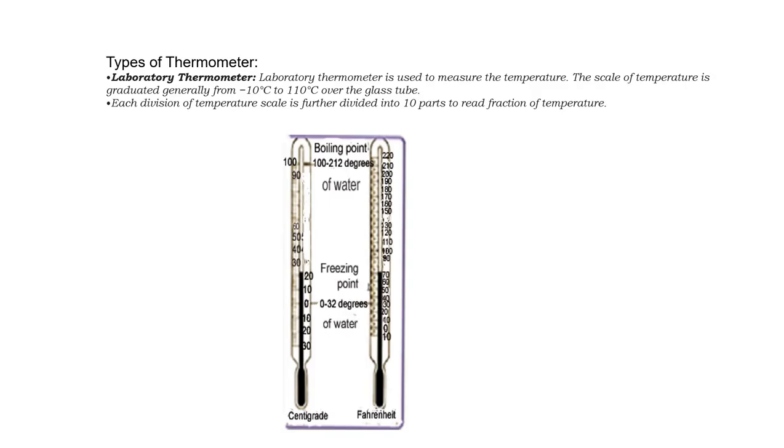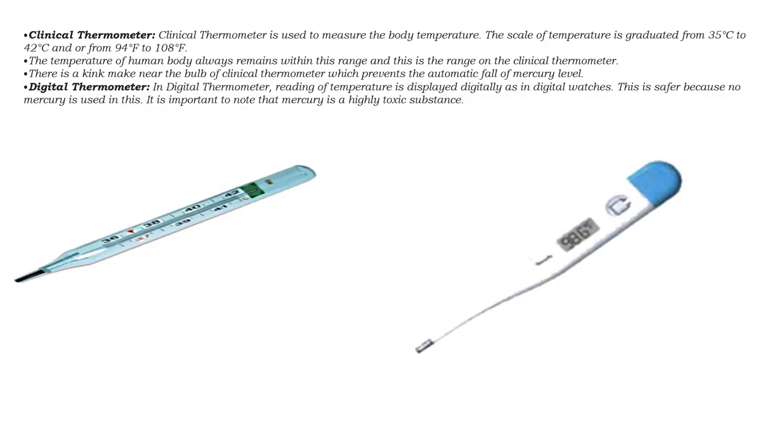And this is mercury. And we have different types of thermometers. The laboratory thermometer is used to measure temperature, and this scale is graduated generally from -10 degrees Celsius to 110 degrees Celsius over the glass tube. And this division of the temperature scale is further divided into 10 parts to read fractions of temperature.